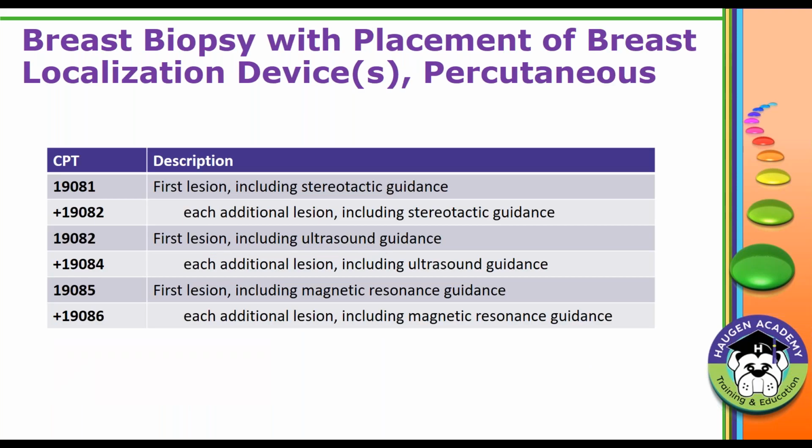These codes 19081 through 19086 are for breast biopsy with placement of breast localization devices. So an example would be a clip, a metallic pellet, and these do include imaging of the biopsy specimen when performed, and this is done percutaneously. So the first lesion you'll see, and then the type of guidance, the second lesion, or each additional lesions are with the add-on codes. So these codes differ by the type of image guidance that's used.